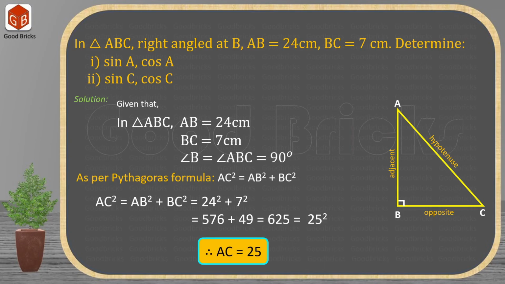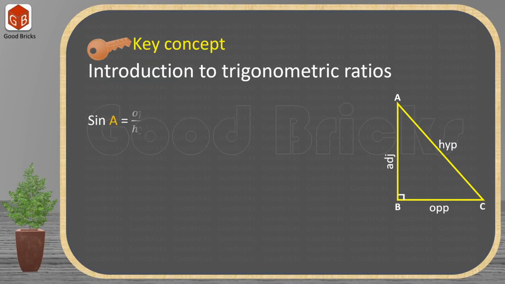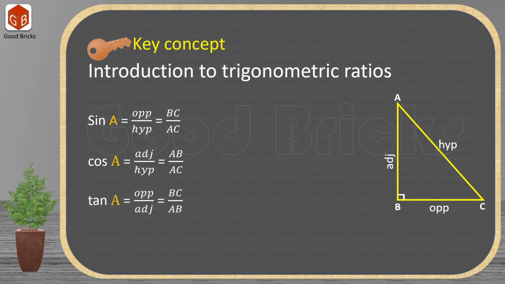Now what is our main focus? Our main focus is we need to find the trigonometric ratios. What are they? Sin A, cos A, sin C and cos C. So our trigonometric ratios are sin theta is nothing but opposite by hypotenuse, cos theta is nothing but adjacent by hypotenuse, tan theta is nothing but opposite by adjacent.